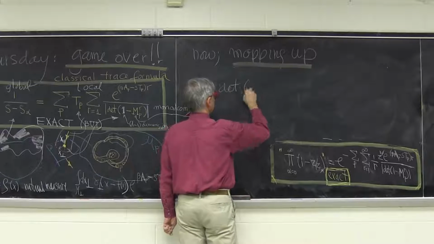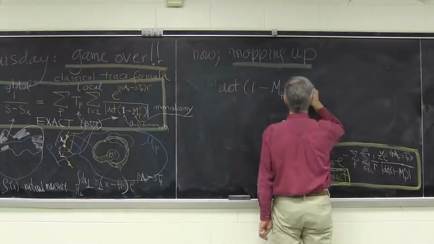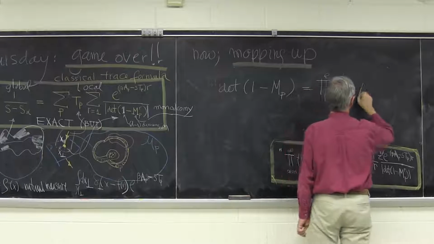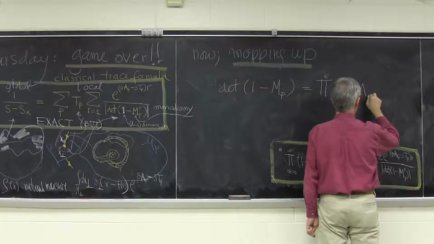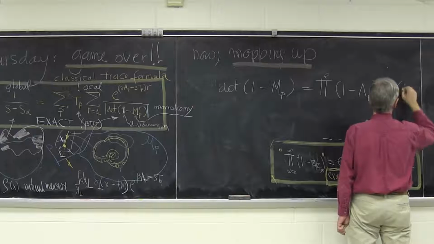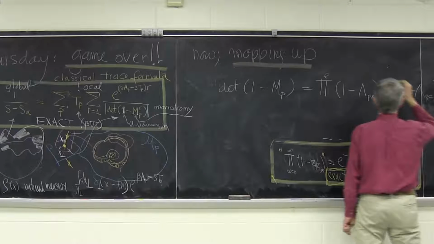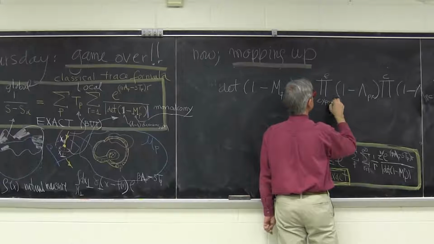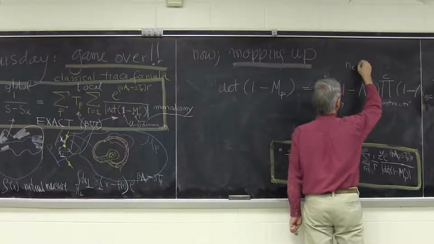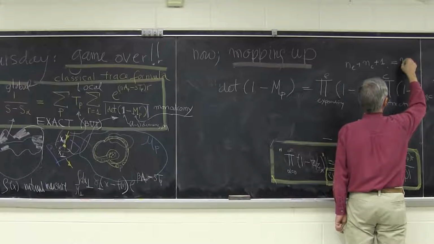So what's the determinant of 1 minus M_p, the first repeat of this guy? It's very easy to put in. Well, that's just the product of eigenvalues, which I'll write in the following way. I write them as expanding eigenvalues: 1 minus Lambda_p expanding, and 1 minus Lambda_p contracting. And the number of expanding plus the number of contracting plus 1, because there is one marginal direction along the flow that we have eliminated, is the whole dimensionality of the space.